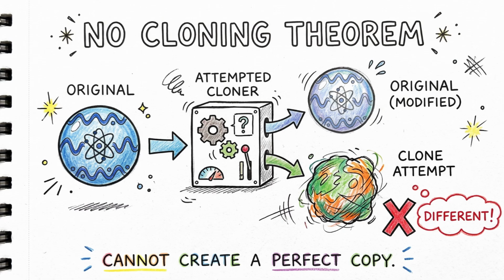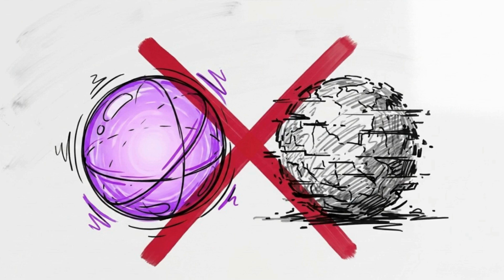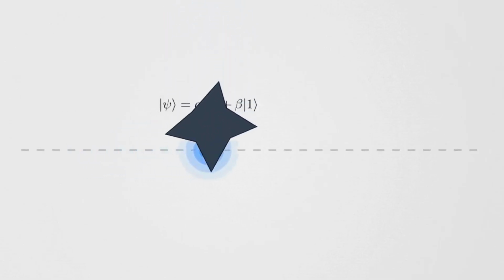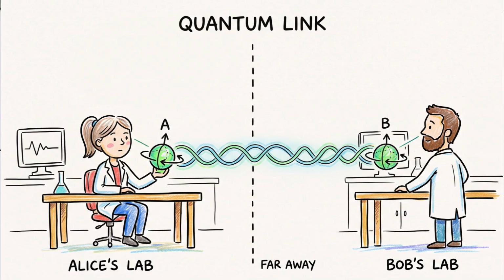But physics presents a roadblock. The no-cloning theorem states that we cannot create an identical copy of an unknown quantum state. Alice cannot duplicate the particle, and if she tries to move the physical carrier, the journey will likely cause decoherence, bumping into the environment and destroying the state. She must find a way to transmit the information without moving the physical particle itself.